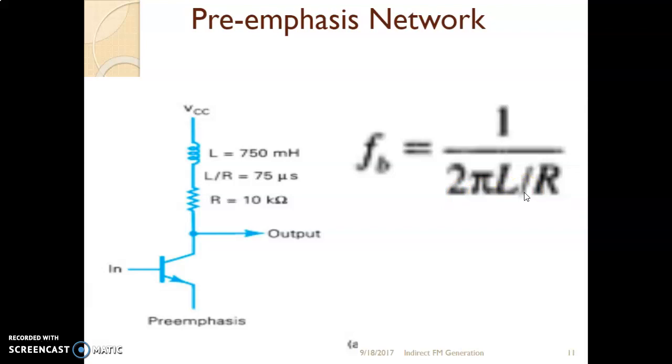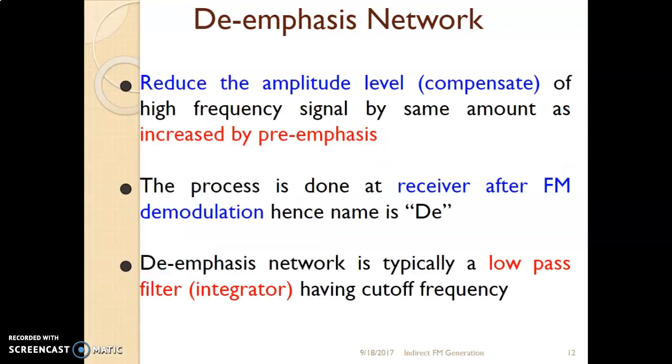Now, the pre-emphasis network is used at the transmitter. It is going to boost the high frequency component, artificial boosting, and definitely to compensate for the effect of pre-emphasis, we have to use a de-emphasis network at the receiver. So what is the function of the de-emphasis network? Opposite to pre-emphasis, it is going to reduce the amplitude level. In other words, it is going to compensate for the high frequency signal by the same amount as it was increased by pre-emphasis. And this particular process is done at the receiver, but it is after demodulation, and that is why the name is given as de-emphasis.